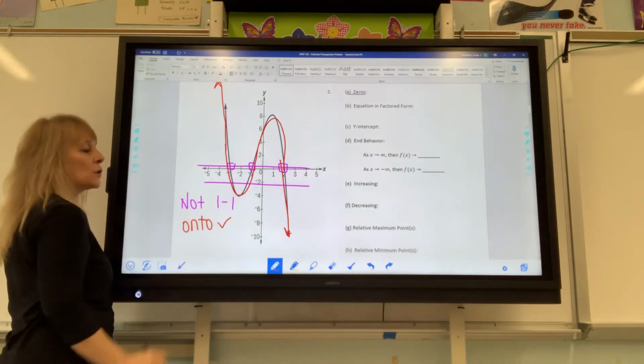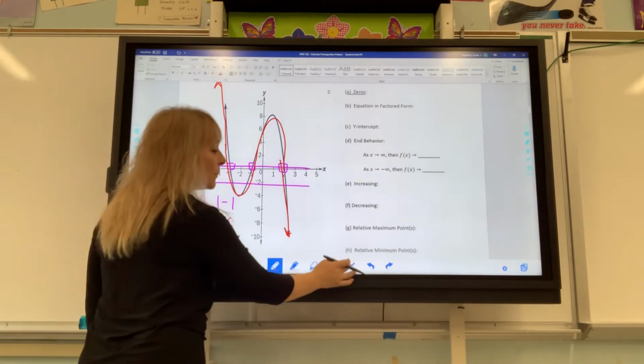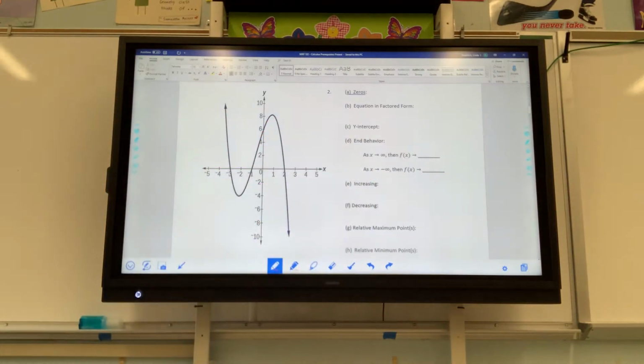All right, so that is true. So it's a function that's not one-to-one, but it's definitely onto. Okay, so now let's answer the questions.